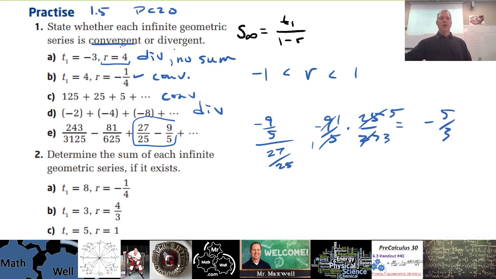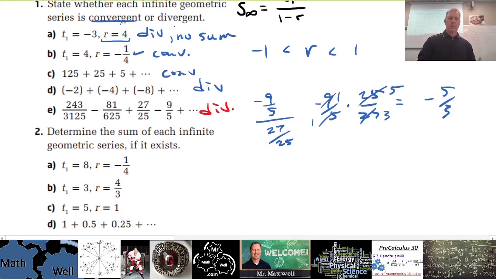And if you also look at this one, this is 243. That's 3,125 on the bottom. These are getting bigger generally. These numbers are getting smaller, which means the fractions are getting bigger. So R is definitely greater than 1. That's divergent. Any questions about 1?